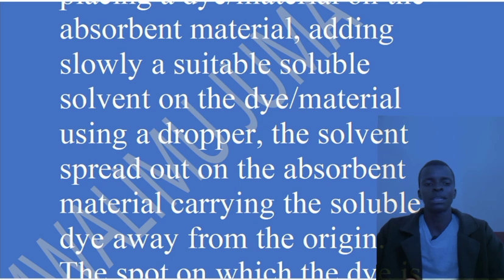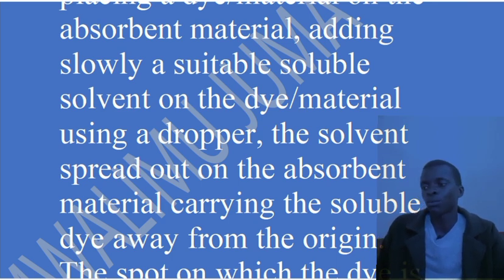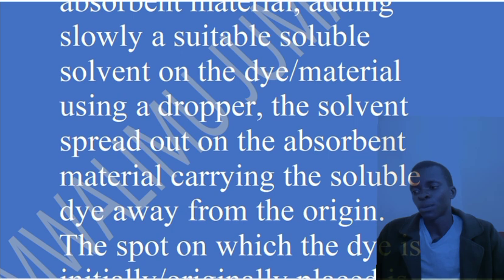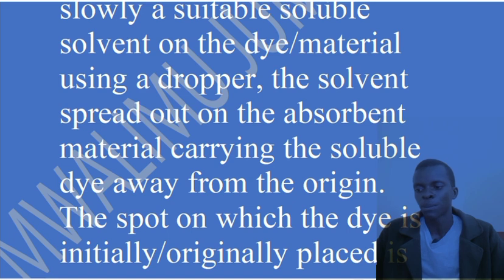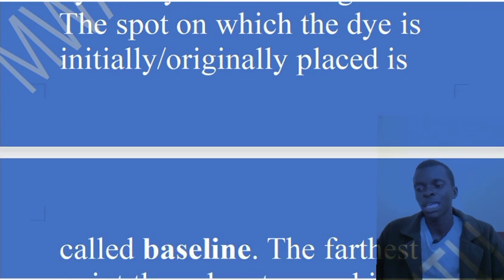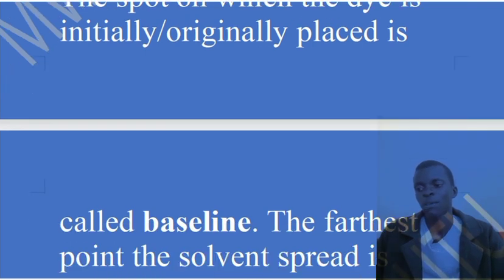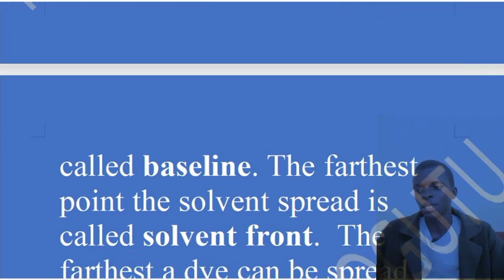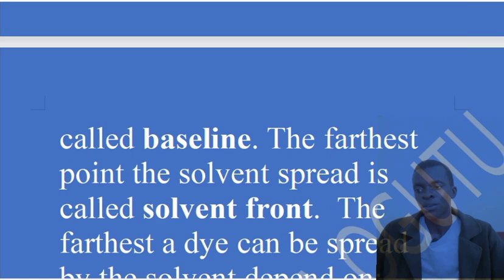So that can make it not to move more. So we say that the absorbent material carries the soluble dye away from the origin. The origin, we are calling it the baseline. The spot where the dye is initially placed is the baseline. Now the farthest point the solvent spreads, the farthest point where the spot can spread, is called the solvent front.